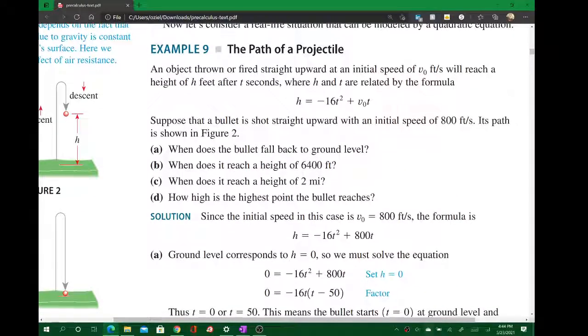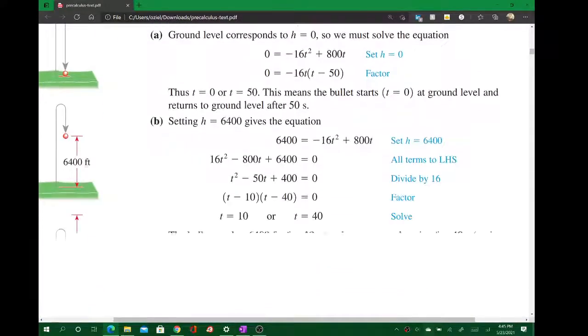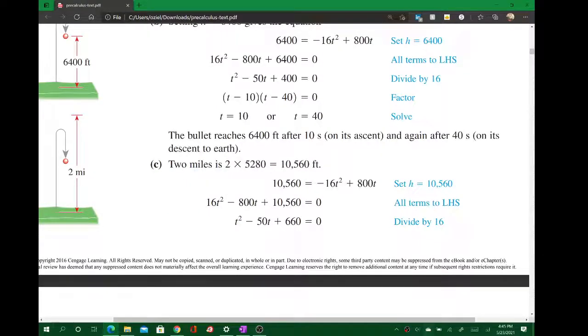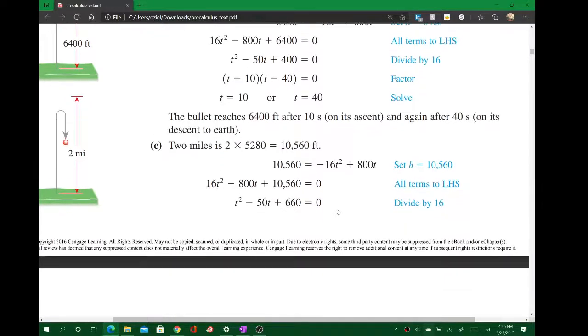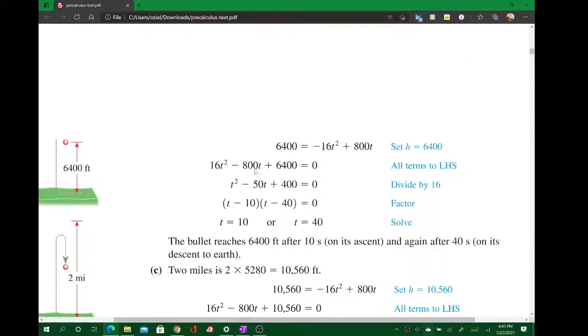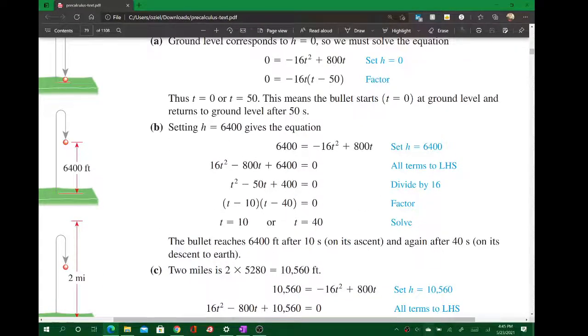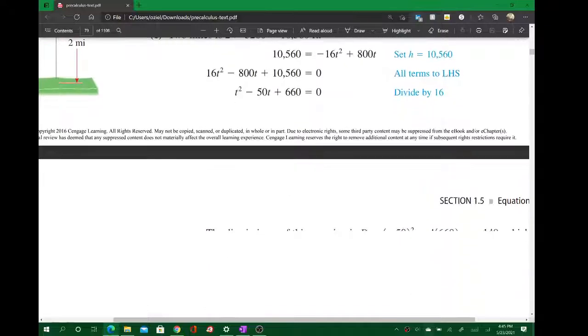What does the third one say? When does it reach a height of 2 miles? Okay. Now, they would have to give you how much a mile is in feet, and then you would just do the exact same thing you did on the first one, or on part B, and then do it on part C.